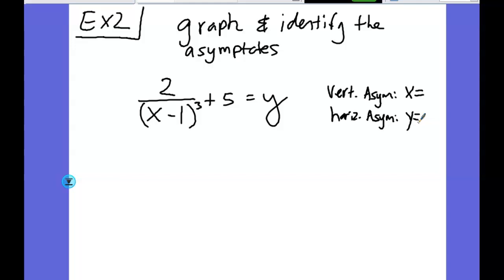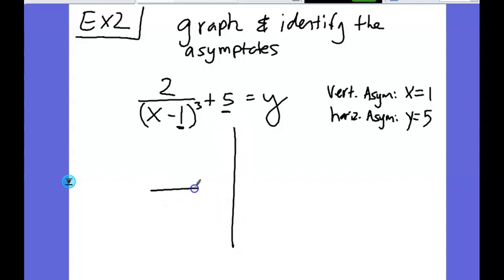I told you guys that this number here tells you what your vertical asymptote will be, but you got to remember to do the opposite sign. So my vertical asymptote will be x equals a positive 1. My horizontal asymptote, as I told you guys in the last slide, will always be this number, the 5. And it's not the opposite sign, it's just as it is. So I have a vertical asymptote at x equals 1, and I have a horizontal asymptote at y equals 5. That's the first thing you'll want to do.